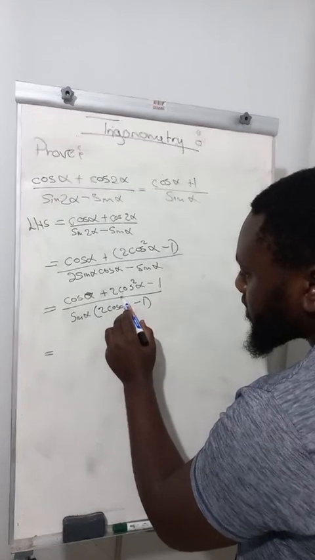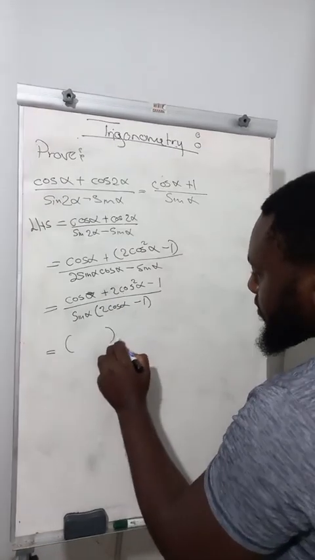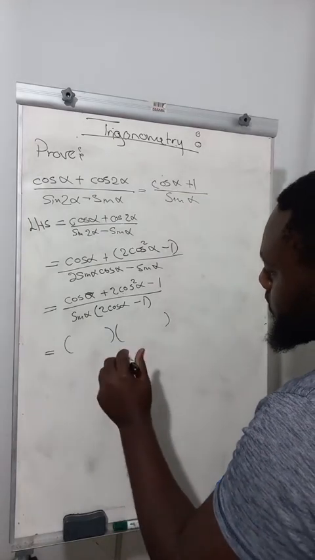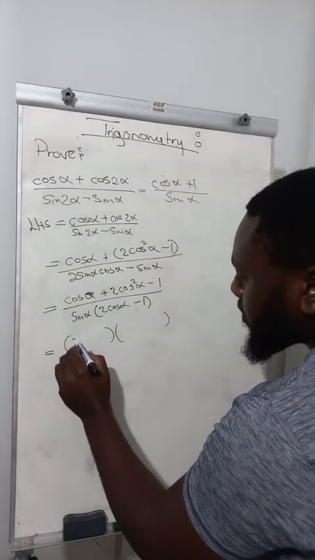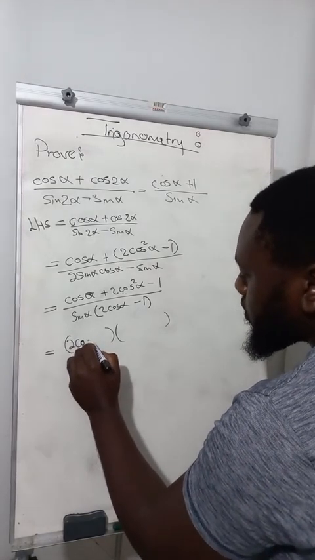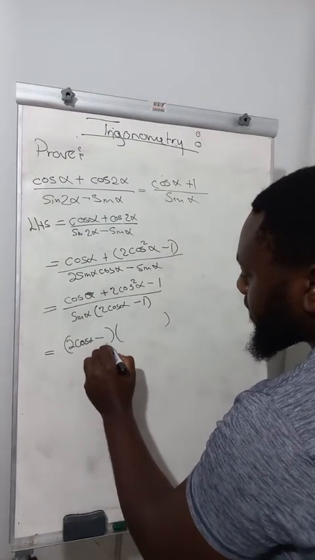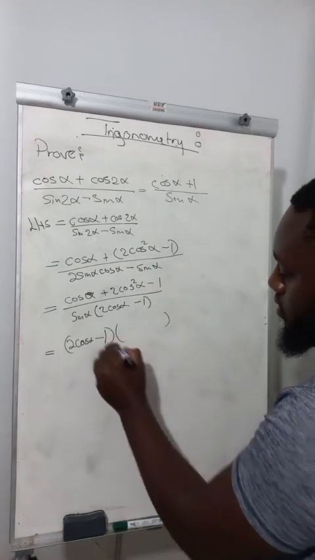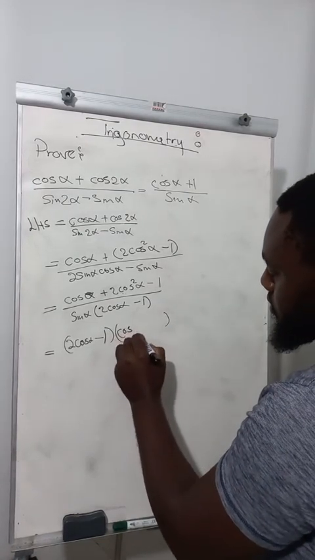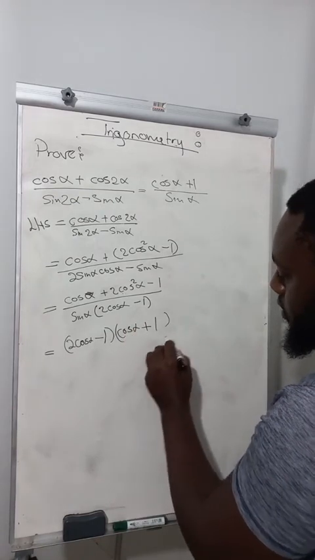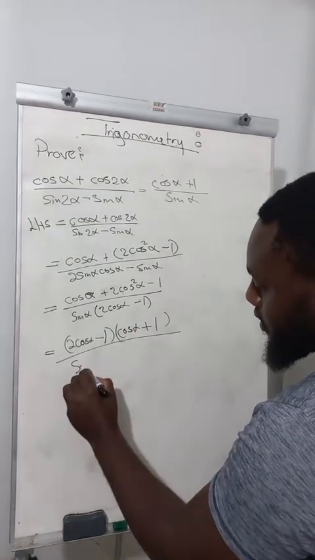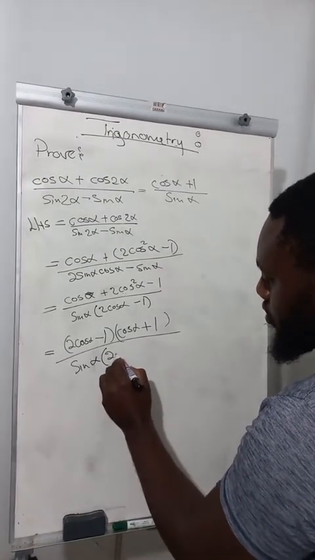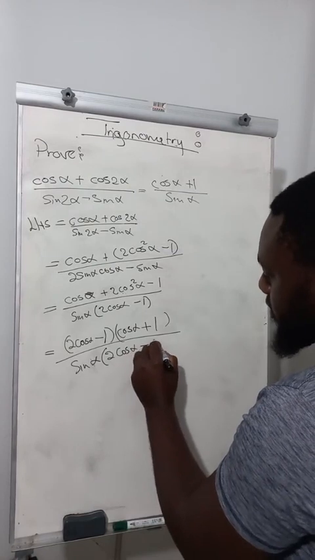When you factorize the top, it will give you 2 cos alpha minus 1, and then cos alpha plus 1, all divided by sine alpha, open bracket, 2 cos alpha minus 1.